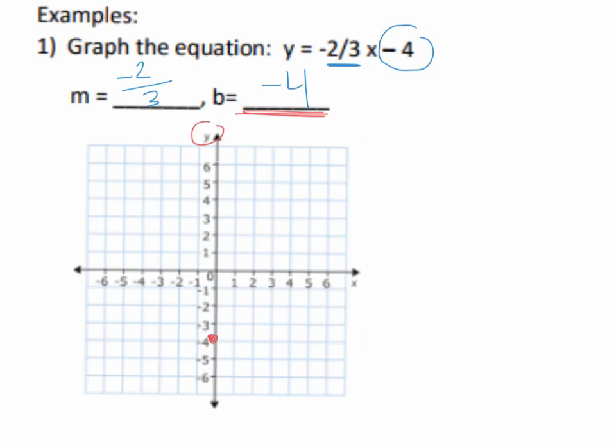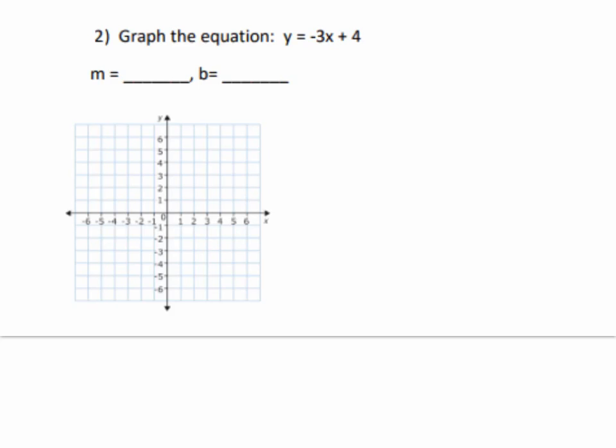Now from wherever that y-intercept is, the next thing you're going to do is your slope. But you're going to start from the y-intercept, which was at negative 4. So our slope is negative 2/3, so that means we're going to go down 2, and then we're going to go right the number on the bottom, which is 3, and we're going to put a point there. So each time we go down 2 and right 3, that gives us another point on our line. And then we're just going to connect there, and there's our line.